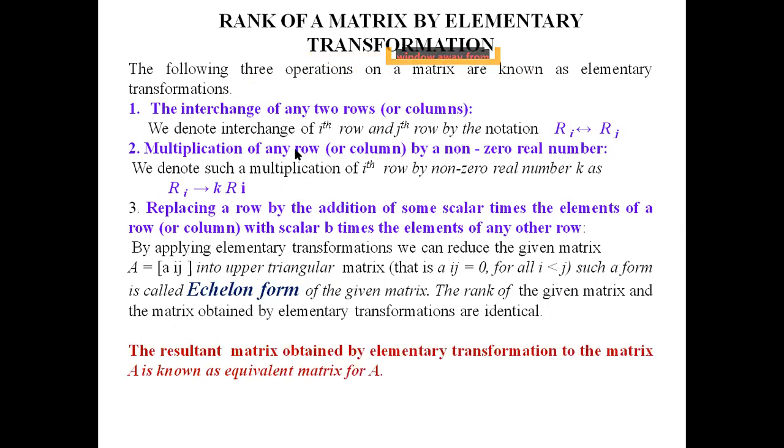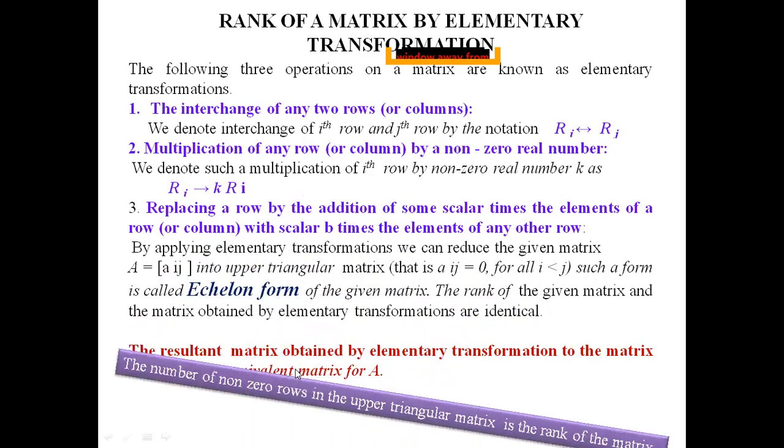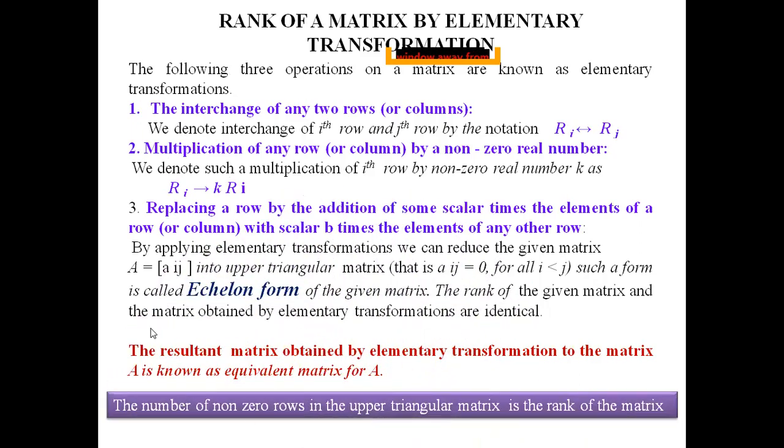When you apply any elementary operation to the given matrix, the matrix obtained from the given matrix is called an equivalent matrix. So an equivalent matrix means a matrix obtained from the given matrix using any one of the three operations. So how to get the rank of a matrix? To get the rank of a matrix, you just reduce the given matrix to upper triangular form, which is known as echelon form.